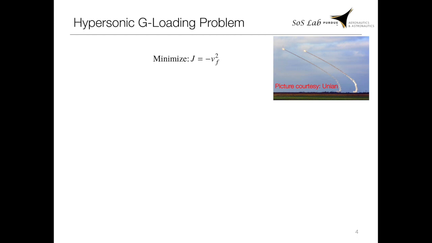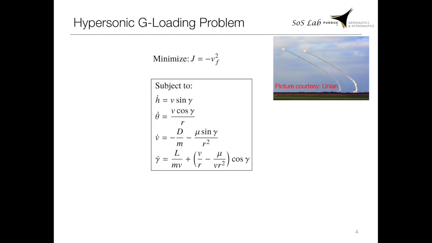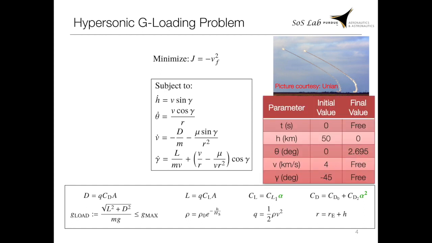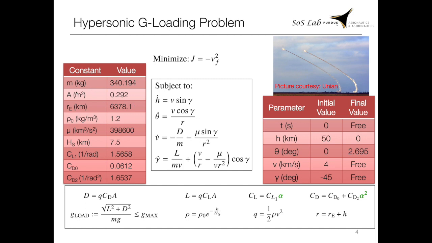So consider a hypersonic problem with a G-loading constraint. The objective of this problem is to maximize the kinetic energy of an impactor. The dynamics of the problem are given by these equations. Some useful expressions used in this problem are shown here. Note that the angle of attack is the only control that is present here. The boundary values of the problem are defined in the table on the right, and the constants used in this problem are defined on the left. These are based on the impactor as well as Earth as a planet.